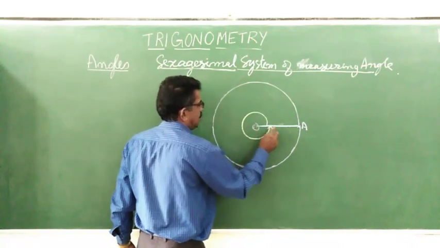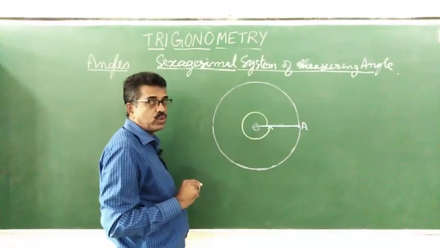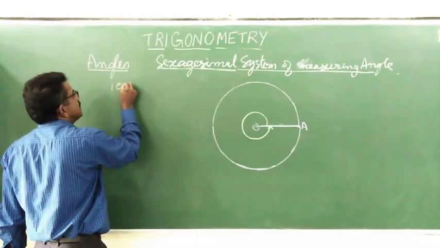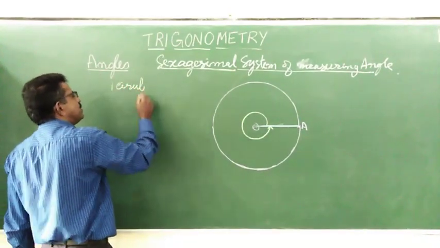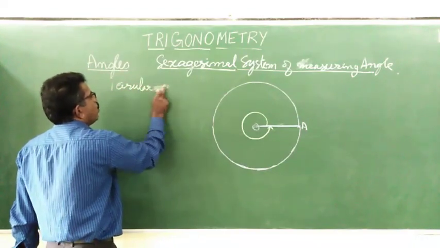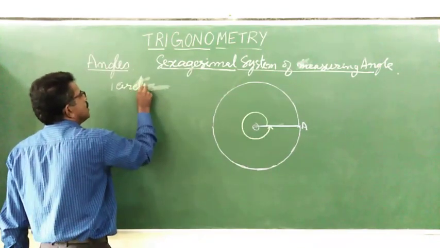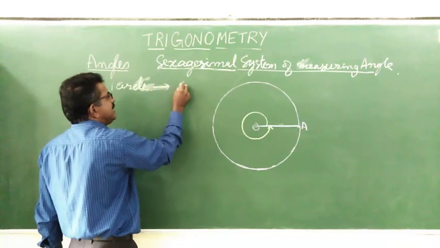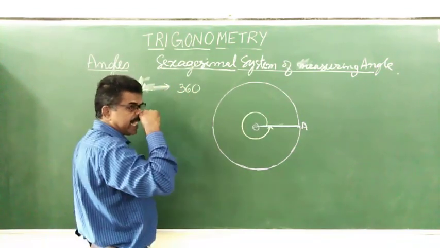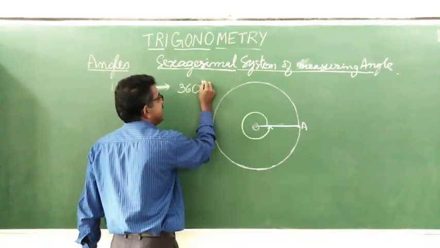This angle, starting from here and once again coming back to the same position, is known as one circular angle, one cycle, one circle. One circular angle is divided into 360 equal parts, 6 into 60, 360 degrees.